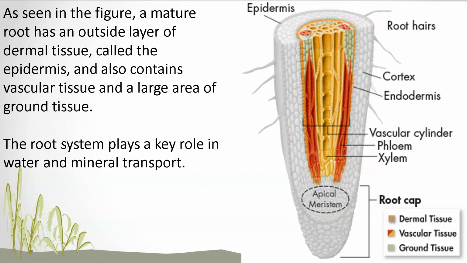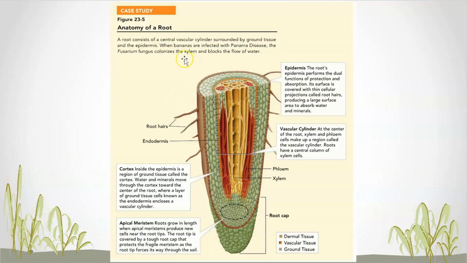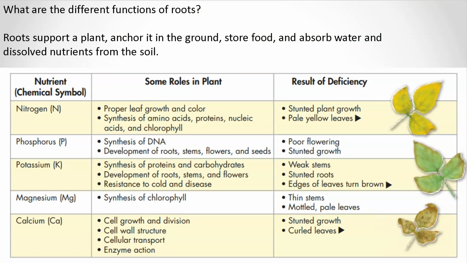So here's an example of the root system. Let's look at a picture from your book. Here's the anatomy of the root. You have the epidermis, which is protection, and the vascular cylinder. Xylem and phloem cells make up that region, the vascular cylinder, moving nutrients. Of course, roots provide water and minerals that the plant needs. The apical meristem is where growth is occurring. The cortex is a region of ground tissue inside the epidermis. Water and minerals move through the cortex toward the center of the root. This is diffusion, osmosis, various things like that. So that's the anatomy of a root system.